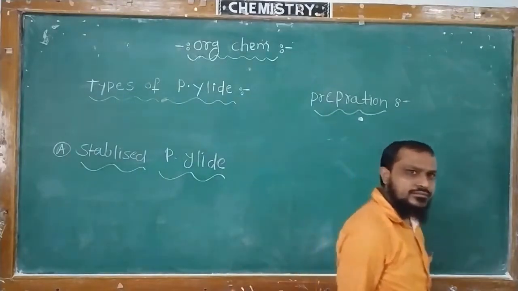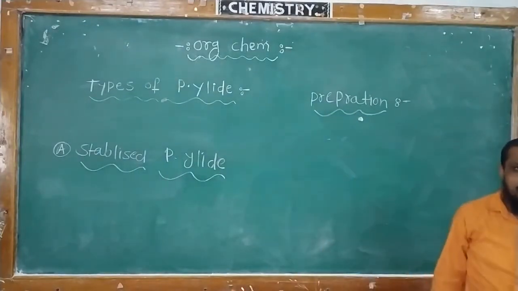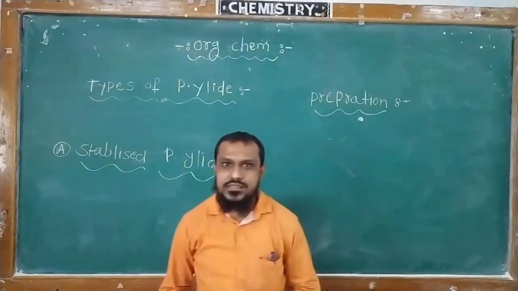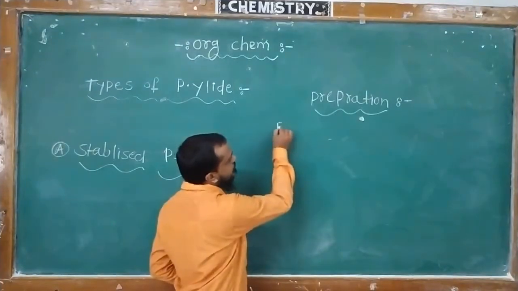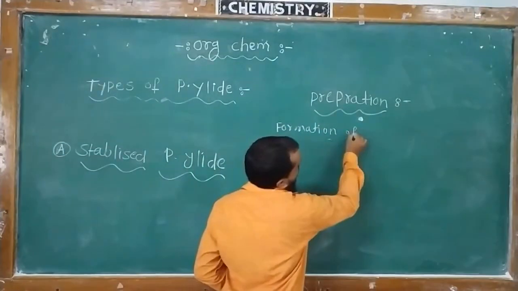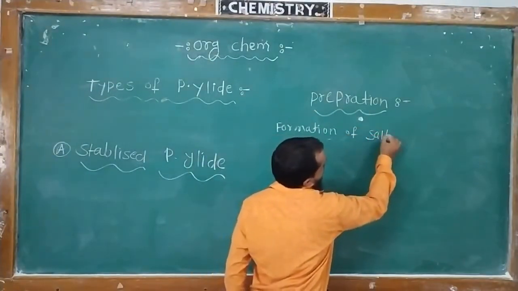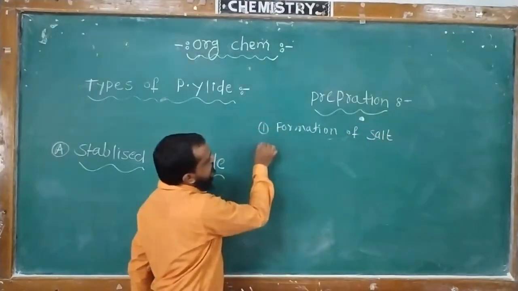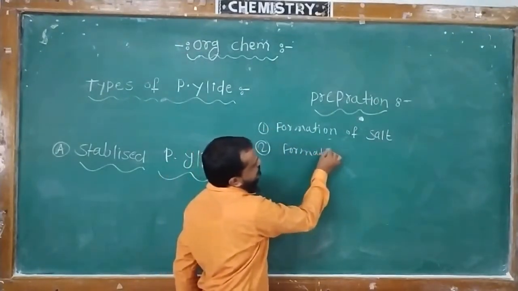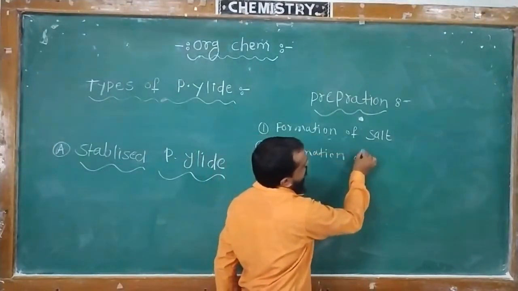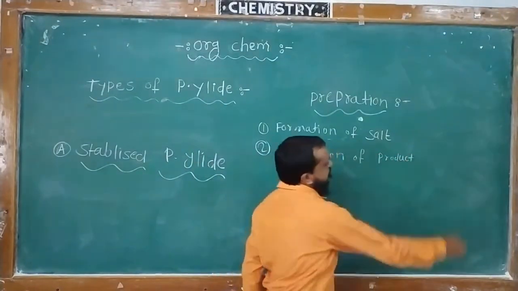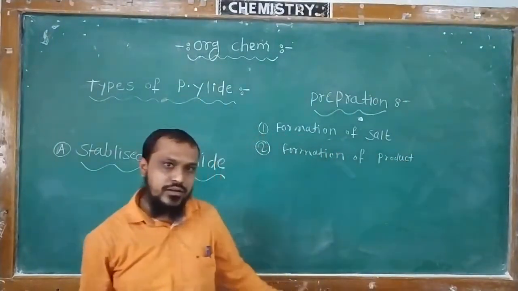We know that the phosphorus ylide will be prepared in two steps. The first step is formation of salt, and the second step is formation of product. We'll see both one by one.